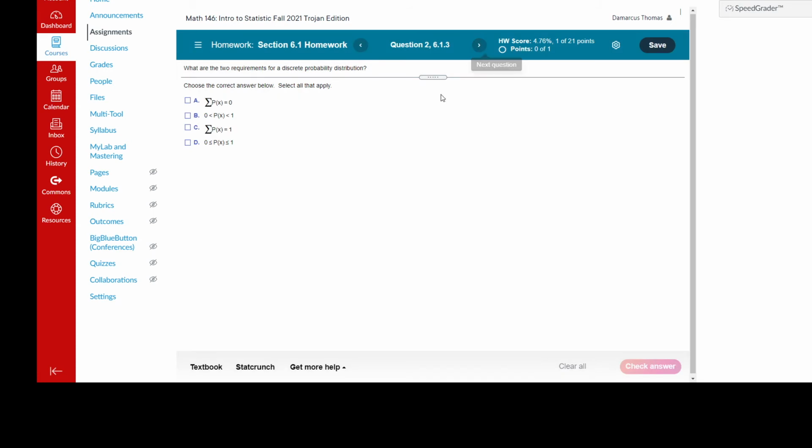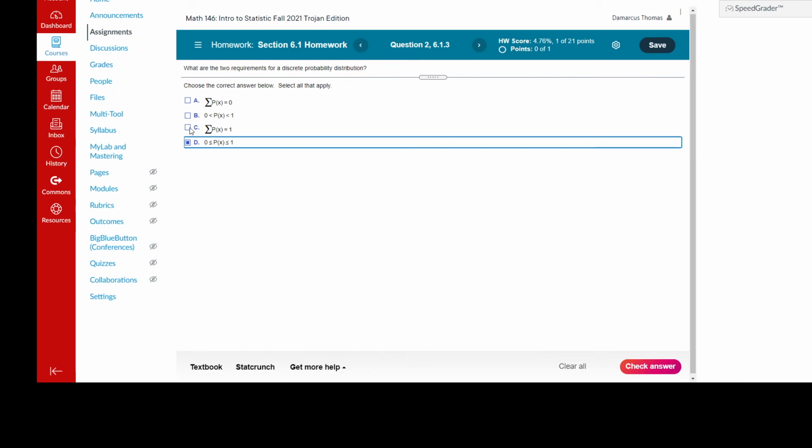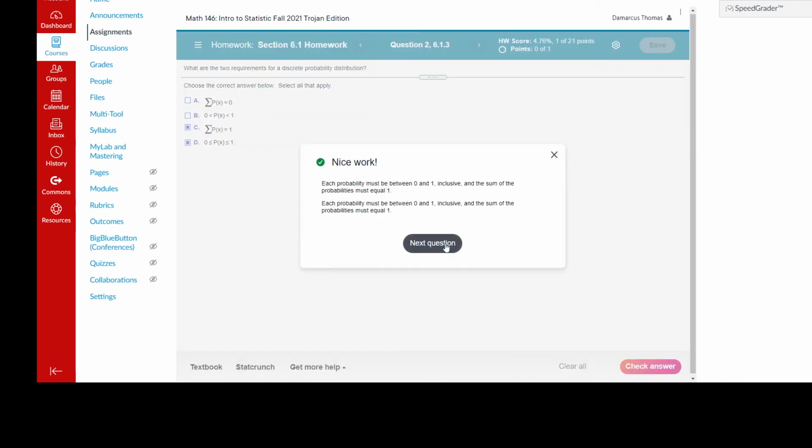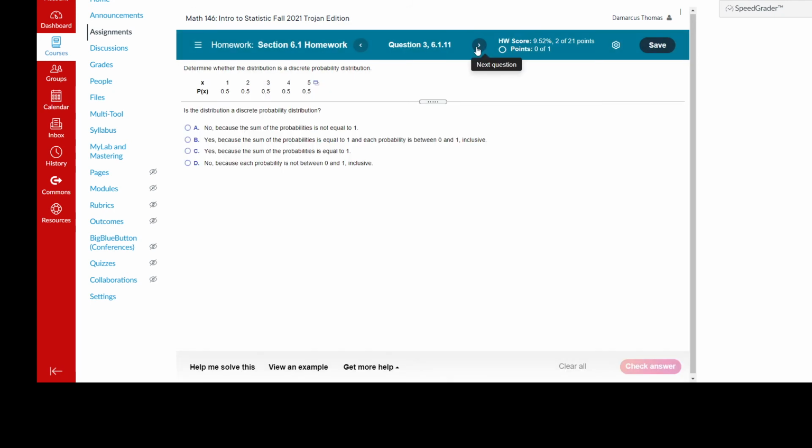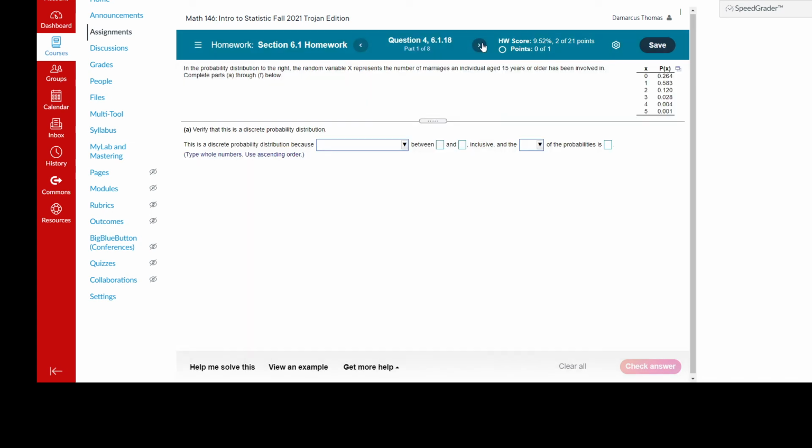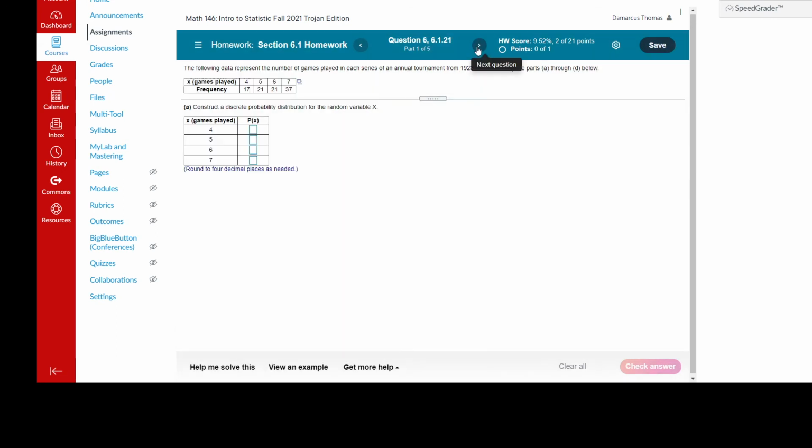So let's go through this. What are the two requirements for a probability distribution? As we said, the probabilities must be between 0 and 1, and the sum of all of them should total one whole. Not too bad. Is this a discrete probability distribution? It's a good question. This is because boom, boom, boom. Okay, so you'll fill that out. Good. Not bad.